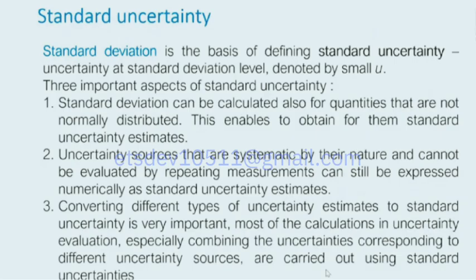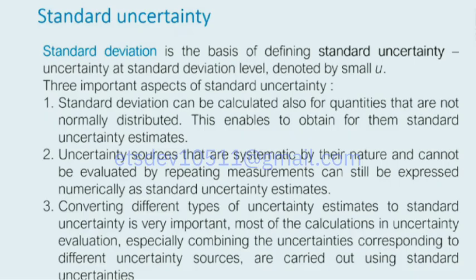So the standard deviation is the basis for defining the standard uncertainty, and the standard uncertainty is denoted by small u. Standard deviation is denoted by small s. So what you do is you calculate the standard deviation from a number of values which are normally distributed, and then you divide the standard deviation that you have got by the square root of the number of values that you are using. So the uncertainty sources that are systematic in any measurement, and which will not change even by doing the experiment 20, 30 times, will get expressed in this standard uncertainty.